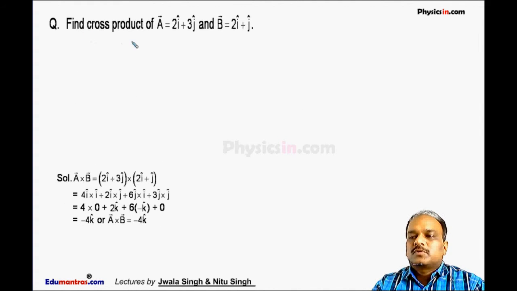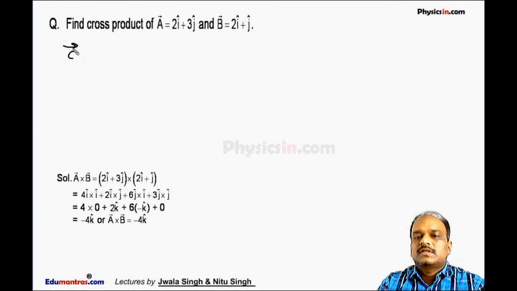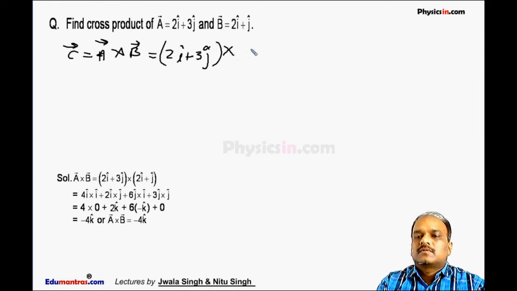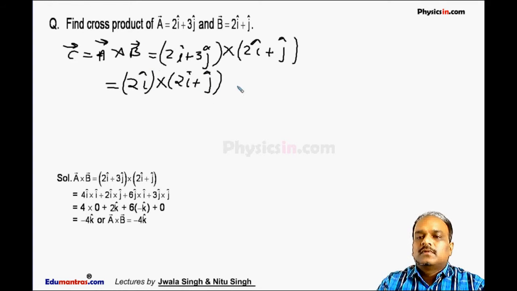Now the question is to find the cross product of A equal to 2I cap plus 3J cap and B equal to 2I cap plus J cap. Suppose this is vector C, which is equal to vector A cross vector B. So this is equal to 2I cap plus 3J cap cross 2I cap plus J cap. This is equal to 2I cap cross 2I cap plus J cap, plus 3J cap cross 2I cap plus J cap.